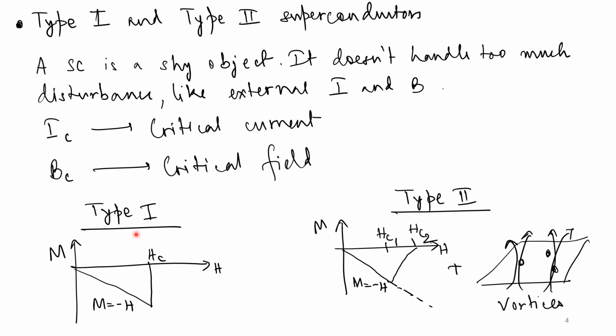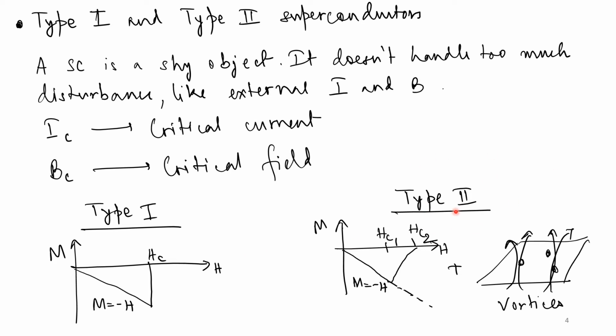So type 1 is a scenario where you start applying a magnetic field. For a certain strength of the external field, it perfectly shields the external field. So it's a very nice superconductor. And then at some value, it completely loses that and it becomes a normal metal. But this is not what is observed in all superconductors. And this is where type 2 comes in.